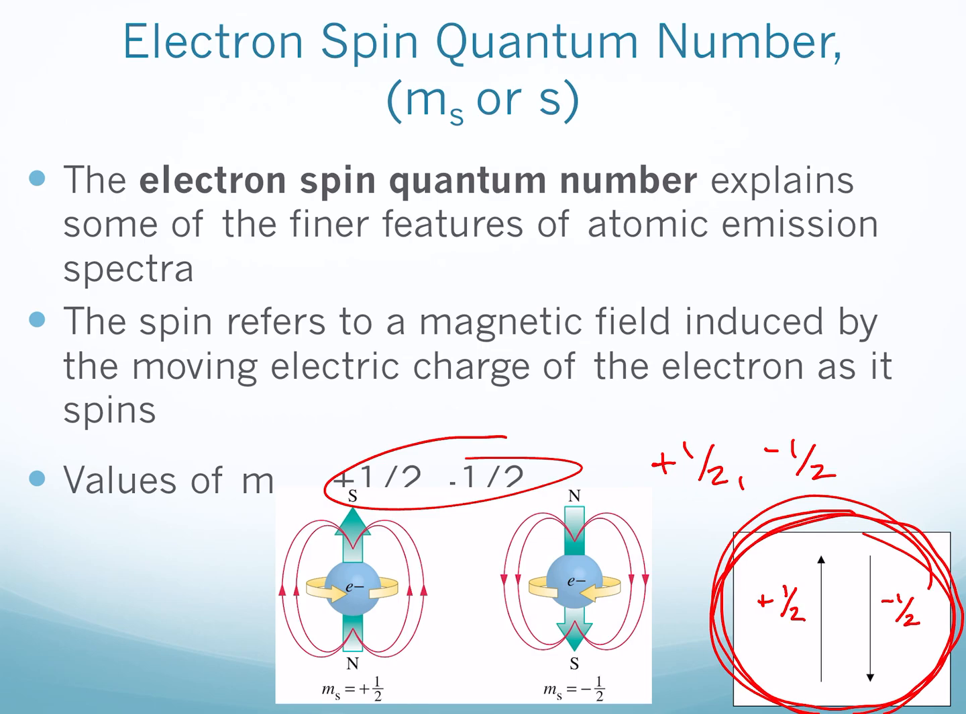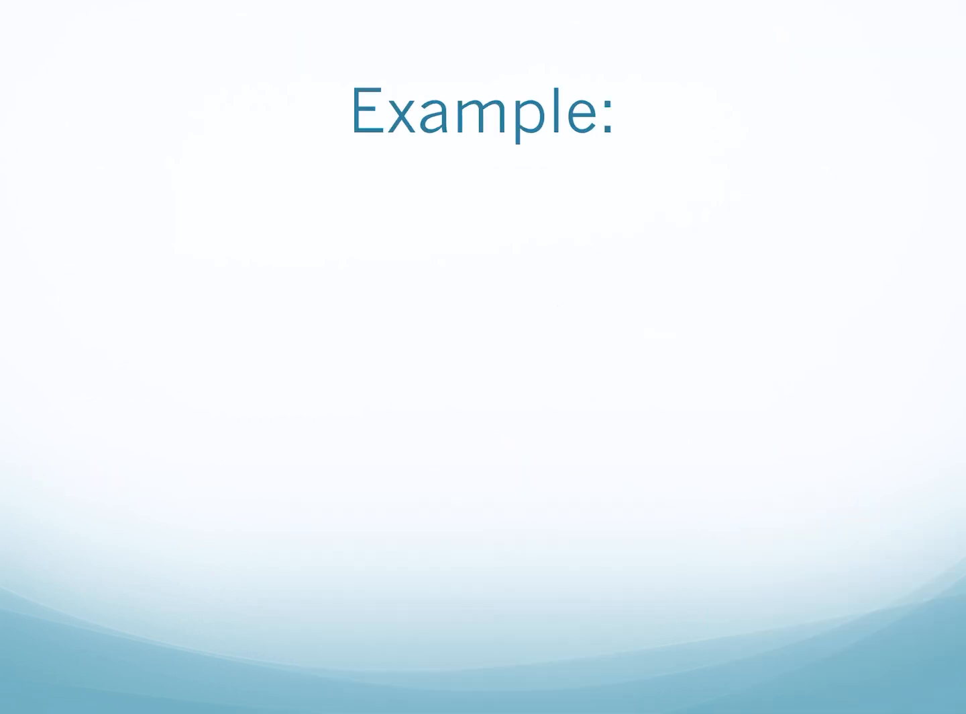So you only have 2 options for m sub s. You can either put plus 1/2 or minus 1/2. You cannot put any other numbers. You can't put 0, you can't put 1. The only 2 things you can write are plus 1/2 and minus 1/2, and that is all. It's not like all the other quantum numbers where they can vary.